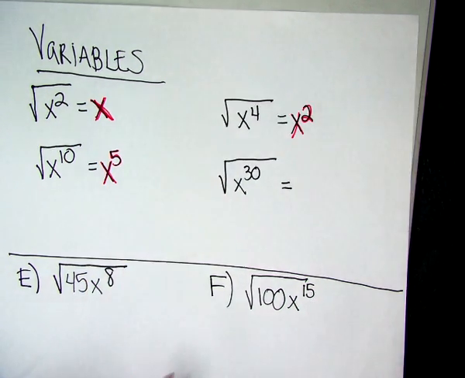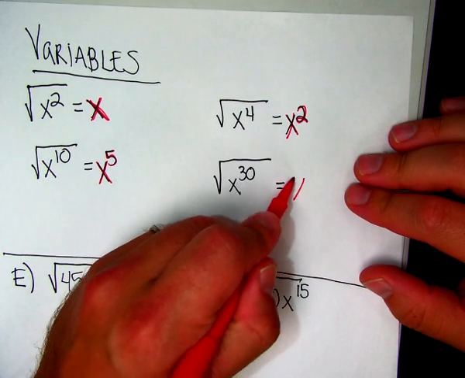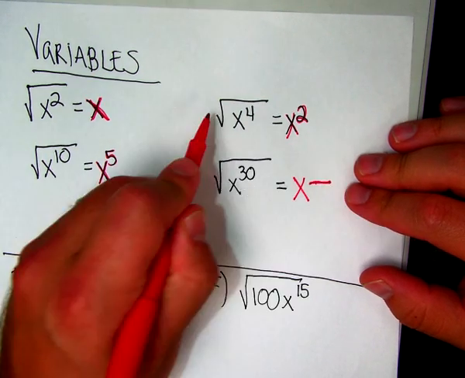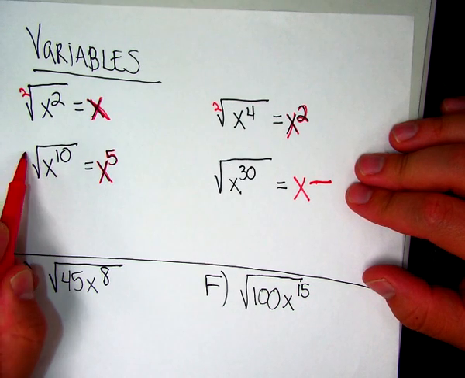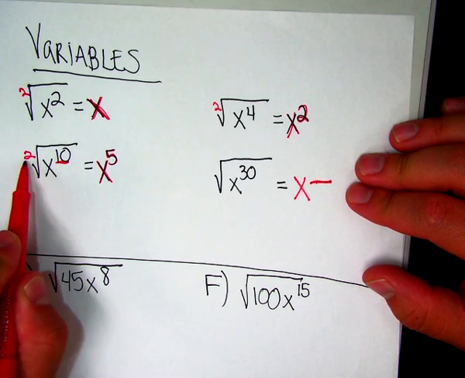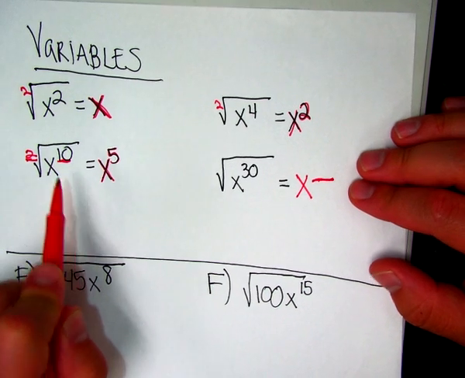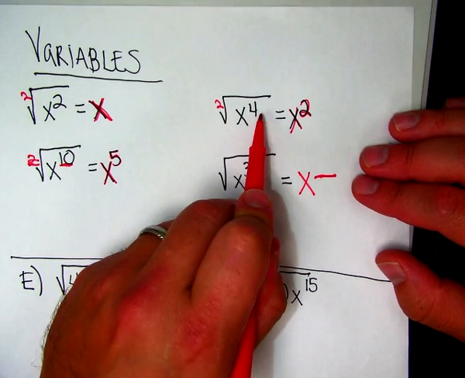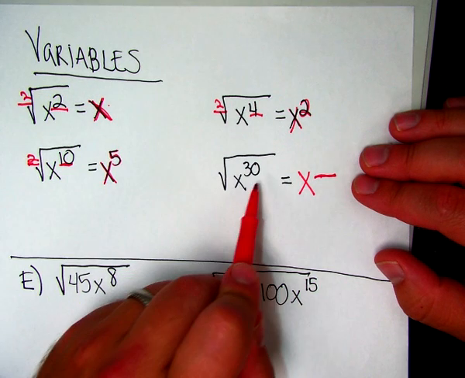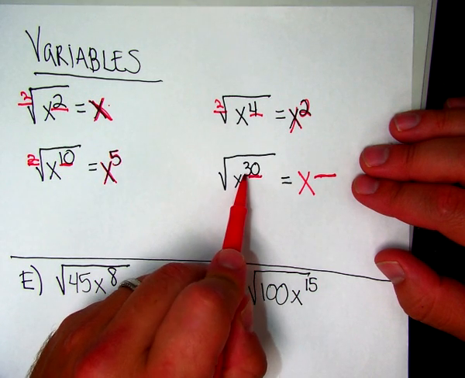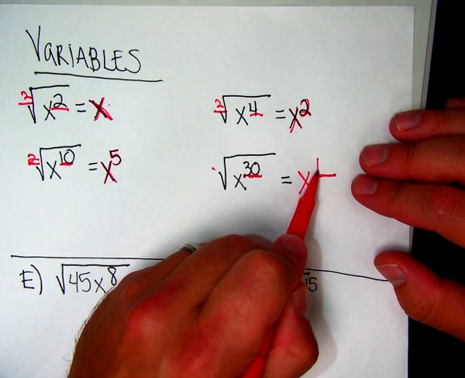Now the pattern that hopefully you can find here is how do we figure out what power it is right here? Well, that all relates to the fact that this is a square on the outside. Because we have a square but we don't write it, that means we take these values here and we're always dividing. So 10 divided by 2 is 5. 4 divided by 2 is 2. 2 divided by 2 is 1. So if we have x to the 30th, 30 divided by 2 would mean that this would be x to the 15th.